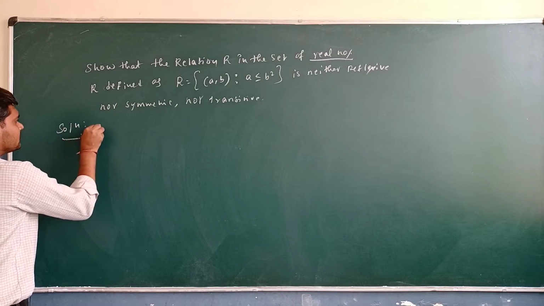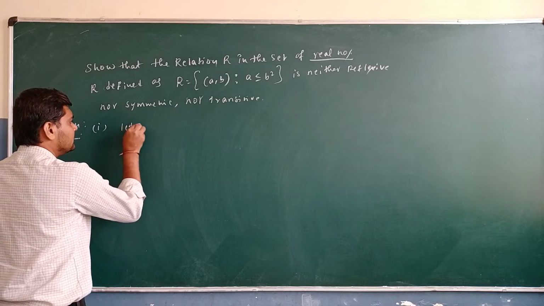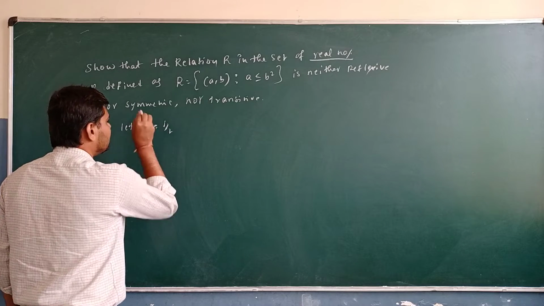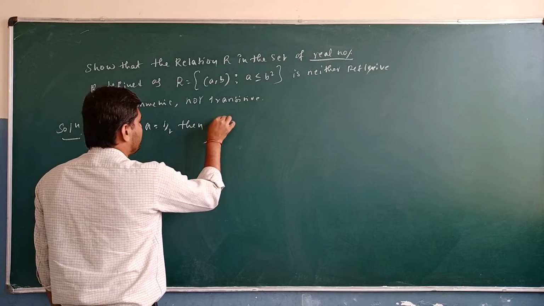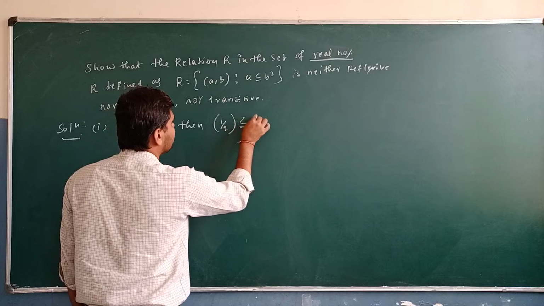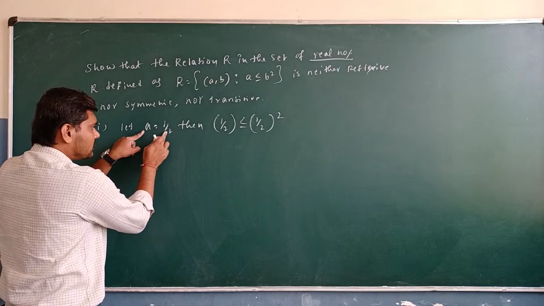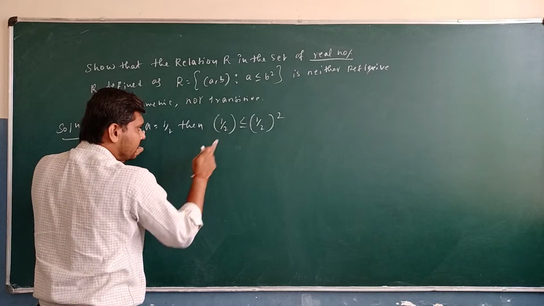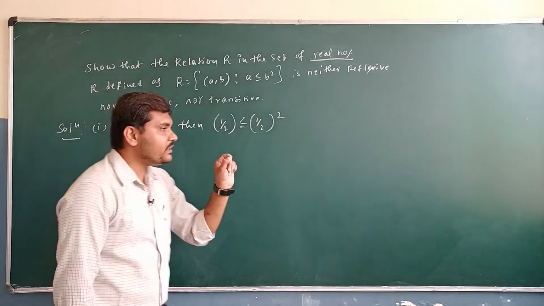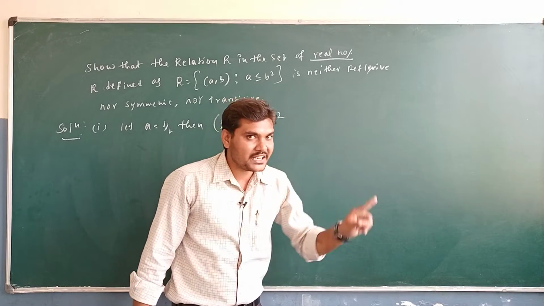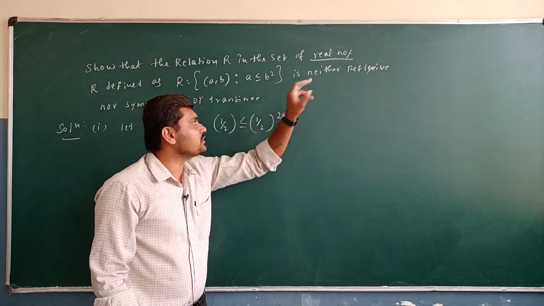Solution. First, to check the reflexive relation, suppose I am taking a is equal to 1/2, then 1/2 less than or equal to (1/2) whole square. To verify the reflexive relation, it should be containing (a, a) which belongs to R. (1/2, 1/2) must be present in the relation R for it to be reflexive.